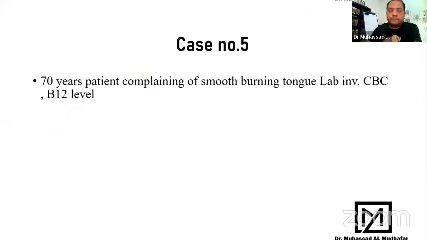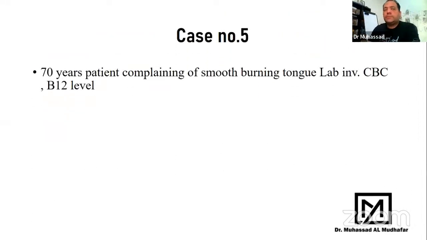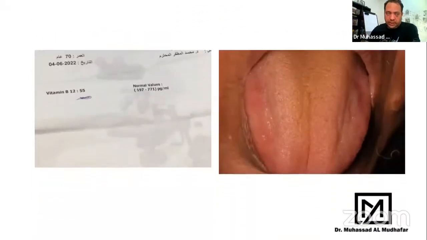other consultation. Case number 5, a 70-year-old patient complaining of a smooth burning tongue. Also complete blood count and B12 level were done. The result: this patient is vegetarian. This patient eats no meat, and B12 is in meat, also in vegetables, but vegetarians tend to have an inadequate diet, the cause of this vitamin B12 deficiency. Also, after replacement, the patient takes B12 each month, and the burning was cured and the tongue is healthy.